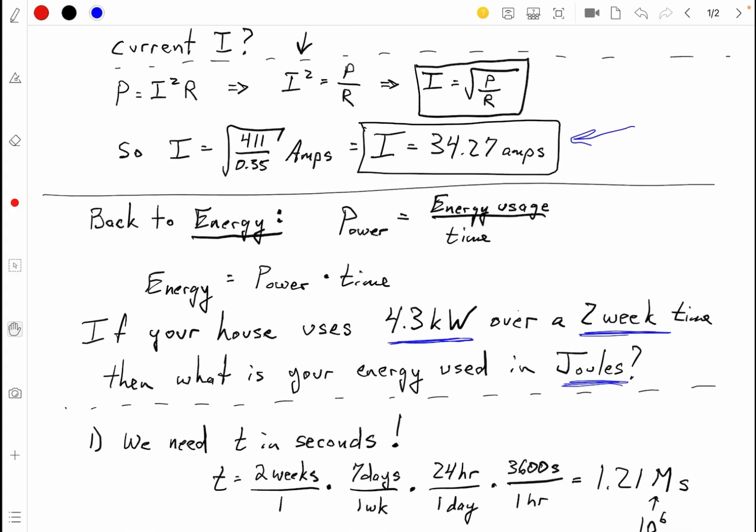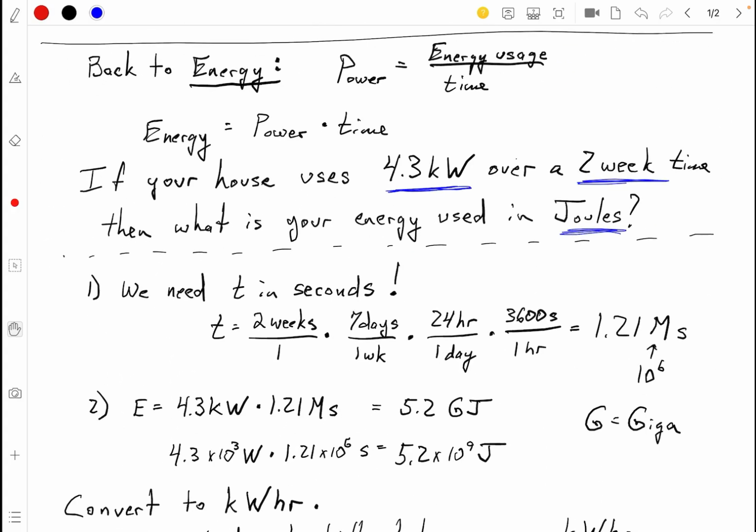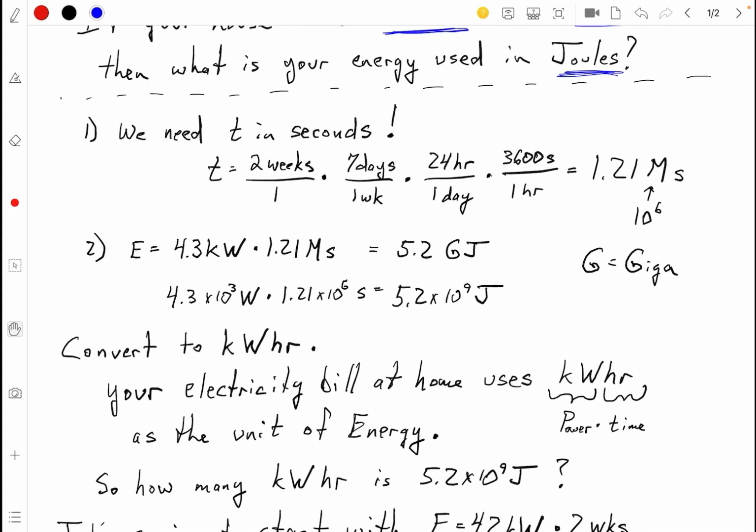All right. So what do we got to do? We got to figure out what our time in seconds is, right? Because a joule per second is a watt. So we need to figure out our time in seconds. So we're going to go through and figure out 2 weeks times 7 days times 24 hours times 3,600 seconds. And that's going to give us this large amount of time.